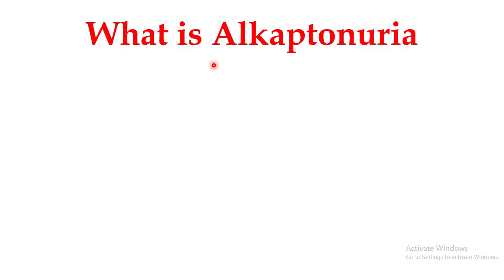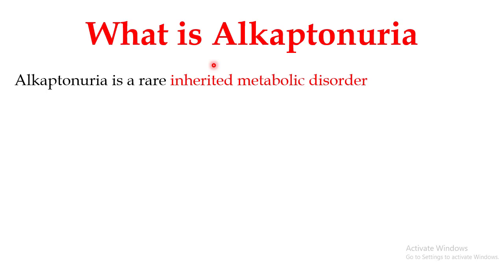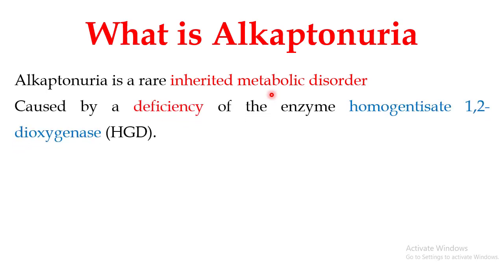So the first question is, what is Alkaptonuria? Alkaptonuria is an inherited metabolic disorder. What I mean by that is that there is some problem with the metabolism of something, and that metabolic disorder is leading to the condition of alkaptonuria. So what happens in alkaptonuria is that there is deficiency of an enzyme which is known as the homogentisate 1,2 dioxygenase. For short, we would call that the HGD. This is the homogentisate 1,2 dioxygenase. So there is a deficiency of this enzyme in alkaptonuria.